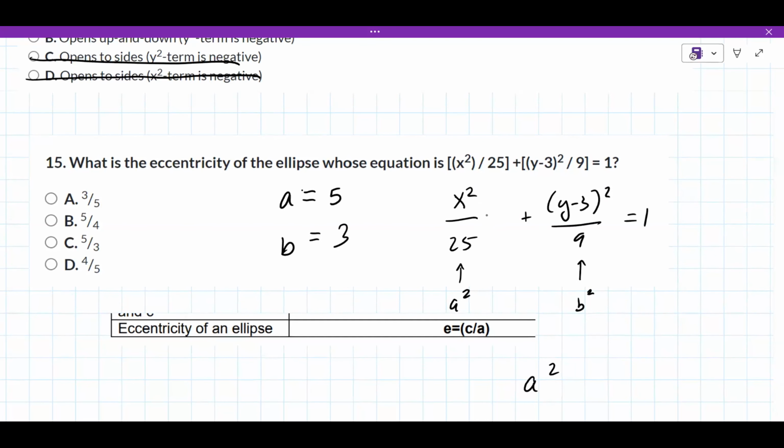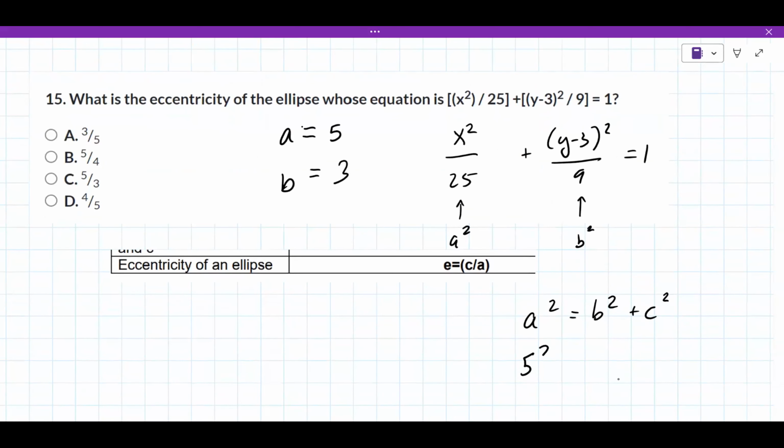And you're like, well, we don't need b. Well, we kind of do, because to get c, a squared equals b squared plus c squared. So a is 5, b is 3. Could you solve this for c squared for us, please? Sure. You want me to graph it? You don't have to graph it. This is just an equation. Oh, all right. 5 squared is a number, 3 squared is a number.